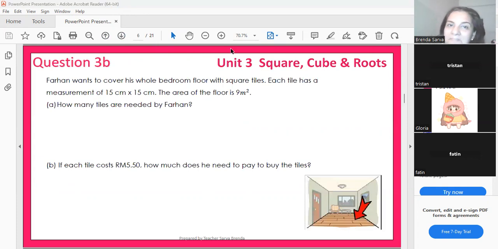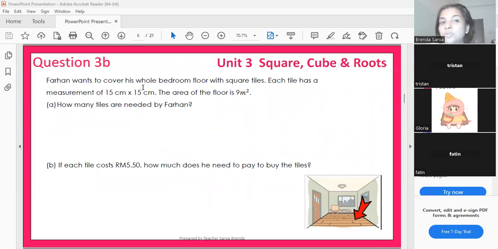All right, guys. Again, okay. It's the same topic, squares, cubes, and roots. Okay. Now, there is a word problem now. Okay, thank you. There is a word problem. Let's have a look at it.